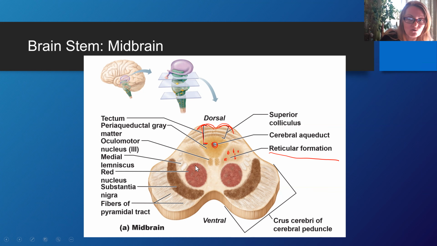Then we have the red nucleus. Okay, I don't want to draw. Red nuclei over here, substantia nigra, and fibers. That means here in the fibers, the information goes up or down. Or here, I think it goes down, right? So here information goes down because it's the pyramidal tract and it's a descending tract. So these are axons that carry information from the brain to the periphery.